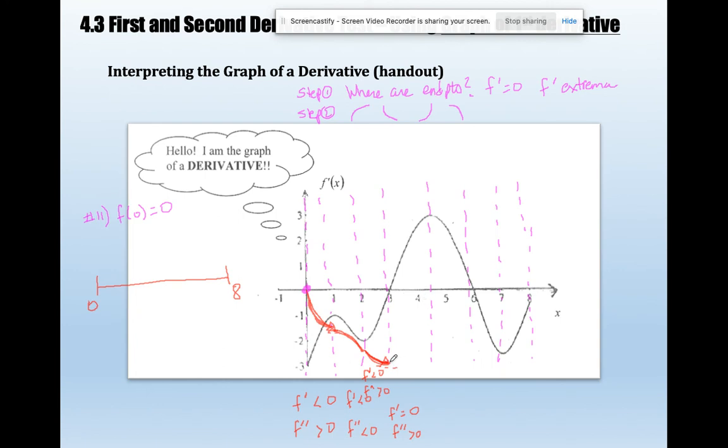And once you're past 3, the first derivative is now positive, and the second derivative is still positive. So you're increasing and concave up. But now, between 4 and 5, what's true? First derivative is positive, but the second derivative is negative. So you're still increasing, but concave down.